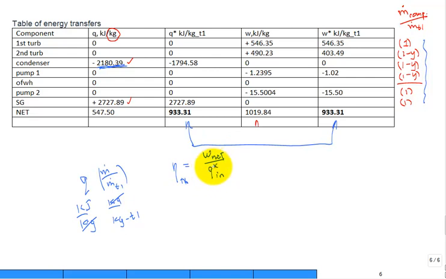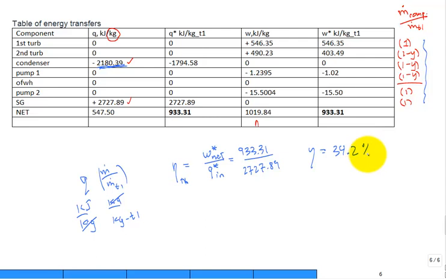And we emphasize this has to be on a same per unit mass basis, so I use my little notation of asterisk. And so it's 933.31 kilojoules per kilogram that goes to the first turbine stage divided by 2727.89. We find the plant's thermal efficiency comes in at 34.2%. Okay, so that's the answer for part A.